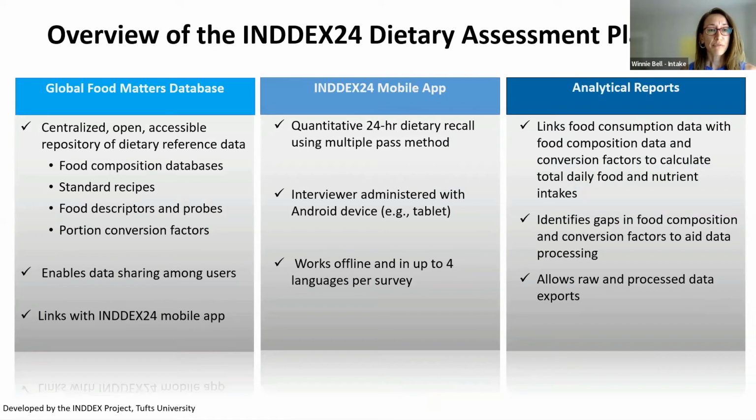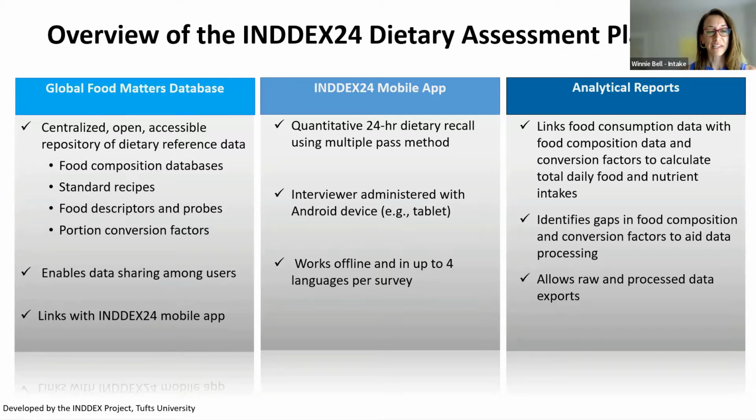I'm just going to provide a brief overview of what Index 24 is, and then dive into the accuracy and cost effectiveness results from our studies. So the platform is composed of several components. The first one is the Global Food Matters database, which is a centralized, open, accessible repository of dietary reference data, including food composition databases, standard recipes, food descriptors, probes, portion conversion factors. And it's been designed to enable data sharing among users of Index 24, as well as people who aren't using Index 24.